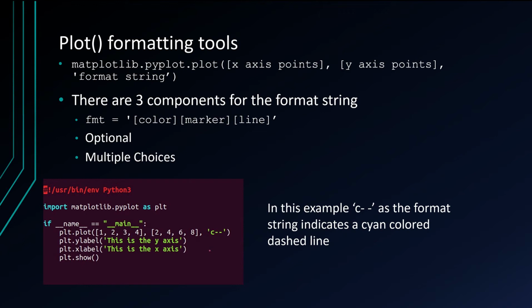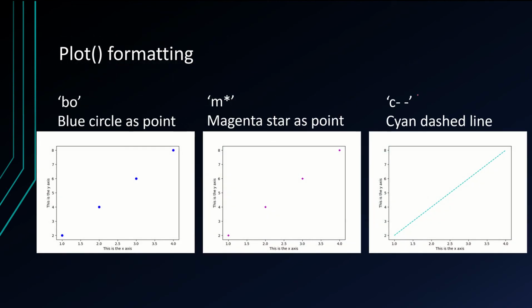And so here we have shown the code for an example of adding this formatting. And here we have c-- (C dash dash), and this format string will indicate a cyan colored dashed line. So this is the example that we just saw in that code with the cyan colored dashed line.